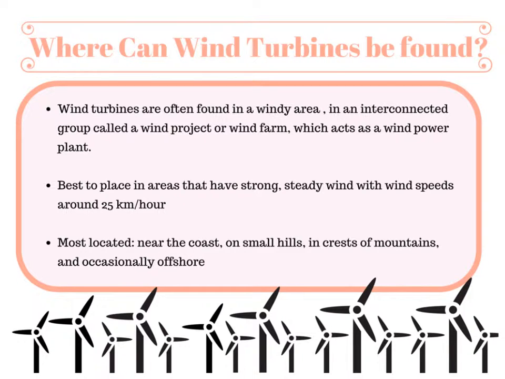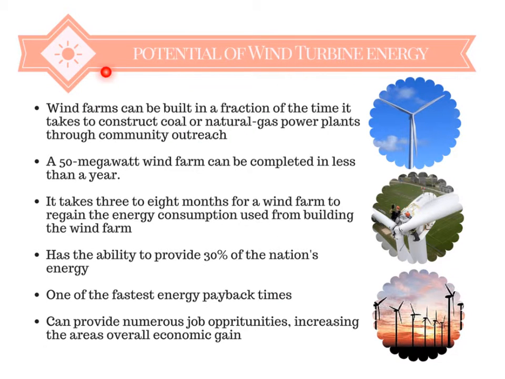Where can wind turbines be found? Wind turbines are often found in a windy area in an interconnected group called a wind project or wind farm, which acts as a power plant. It's best to place them in areas that have strong, steady winds with wind speeds around 25 kilometers per hour. That being said, most wind plants are located near the coast, on small hills, or in crests of mountains, and occasionally are located offshore.